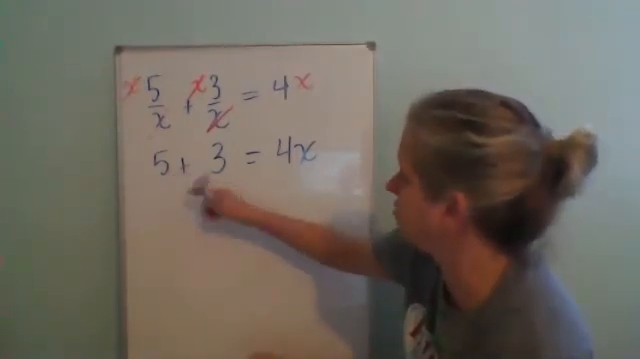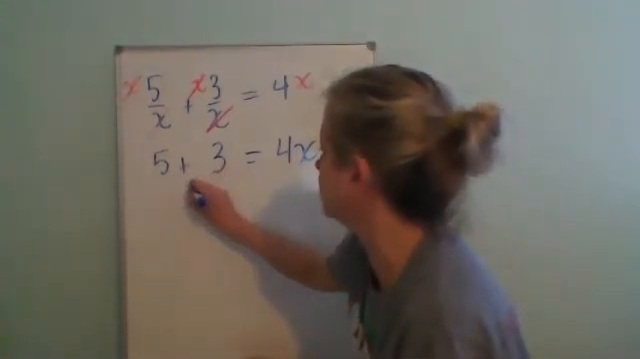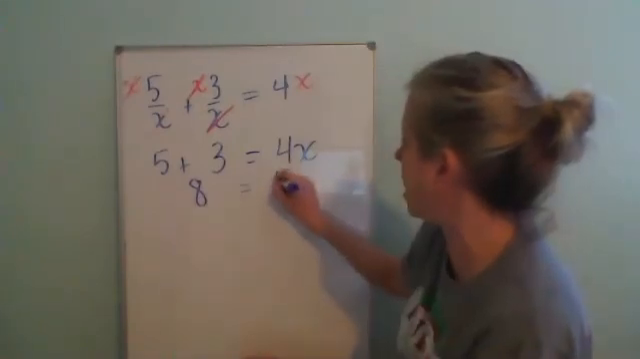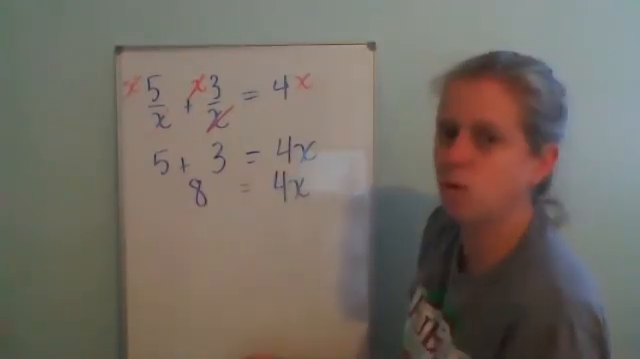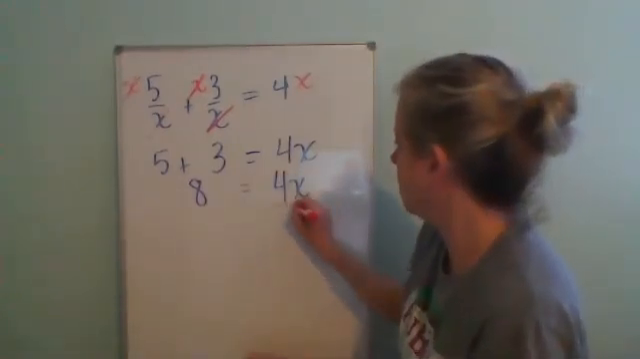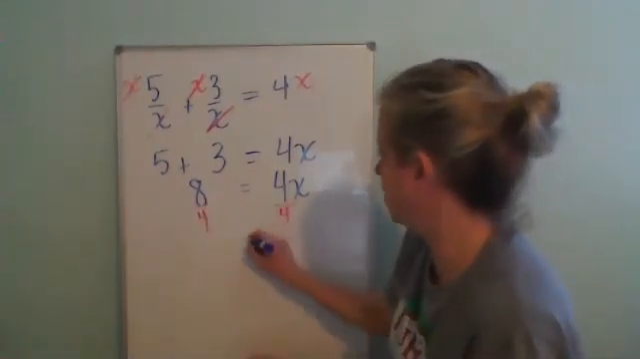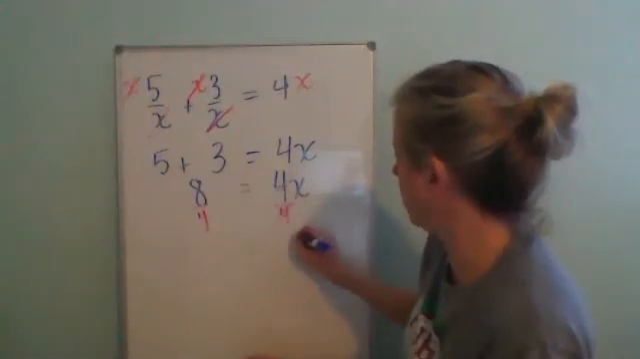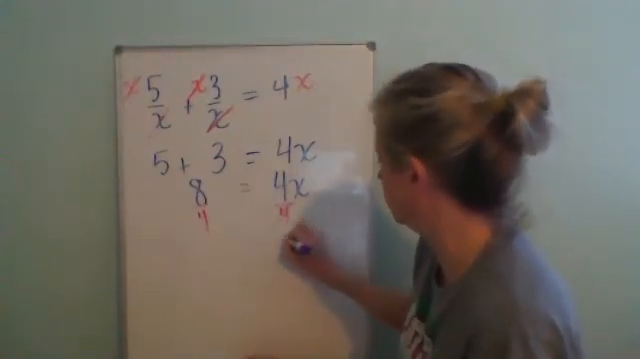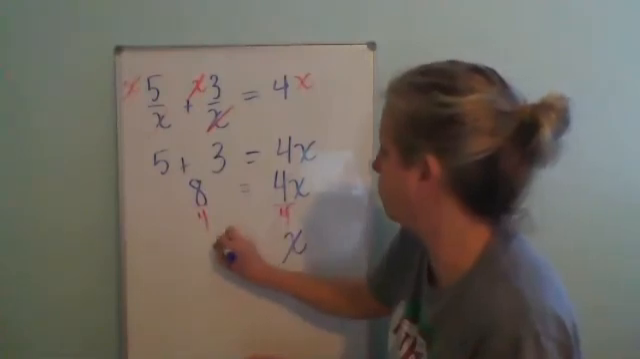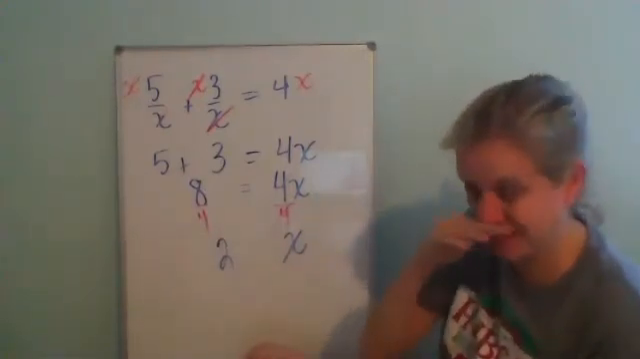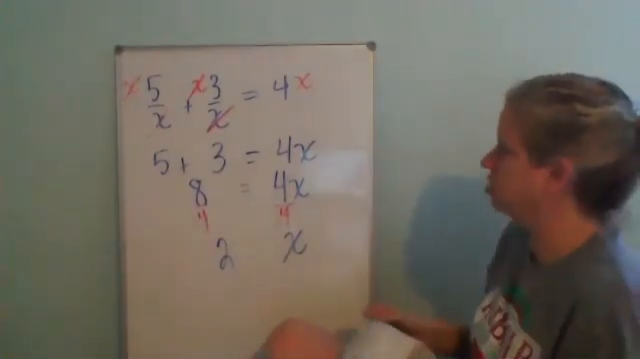So here, I just put the 5 and the 3 together since they're on the same side of the equal sign, so that's just 8 equals 4x. And then divide both sides by 4 and see what is left. So the 4's cancel here. There's my x. And 8 over 4 gives me 2. So the answer would be x equals 2.